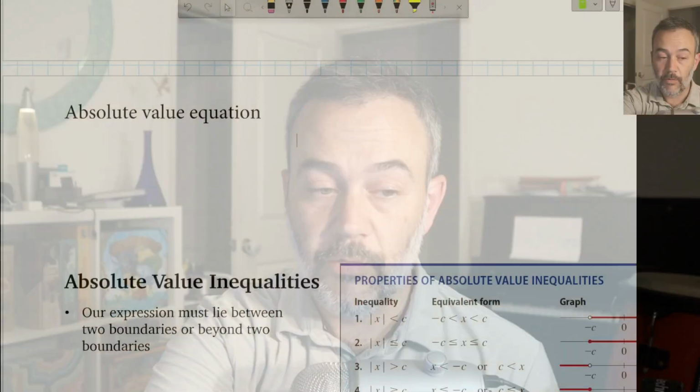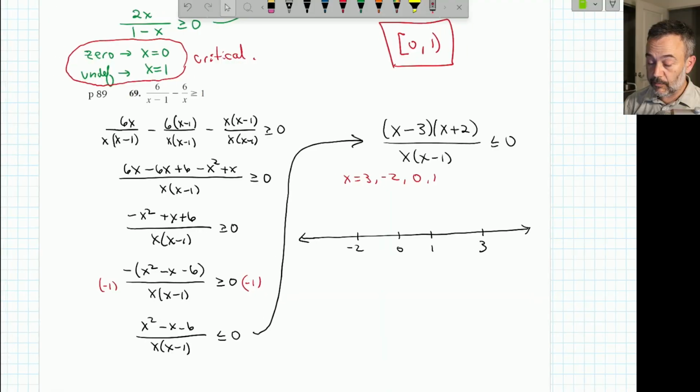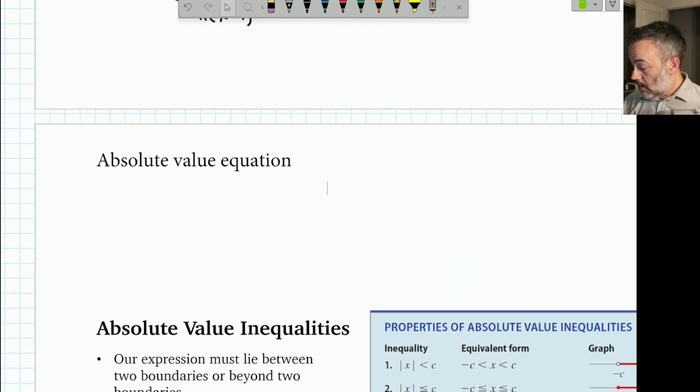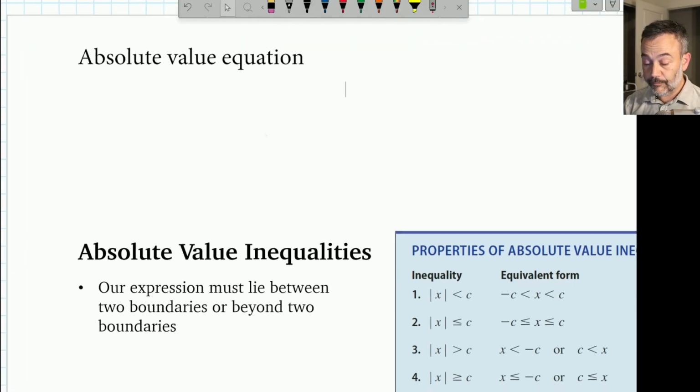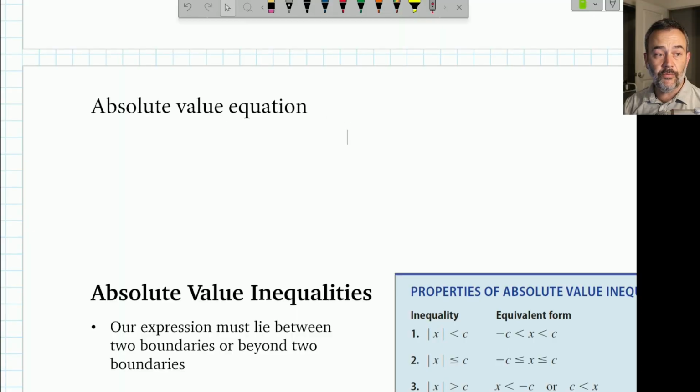We did a lot with inequalities in class, and what we did was we solved some inequalities with a sign chart and a number line. But there was one page with a couple examples of what an absolute value equation or an absolute value inequality is. So an absolute value equation, let's look at that first. So this is not an inequality. We're looking at something like this.